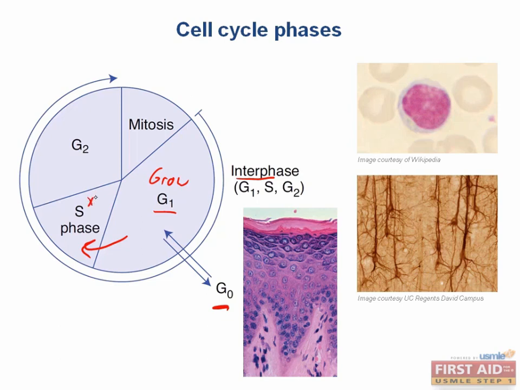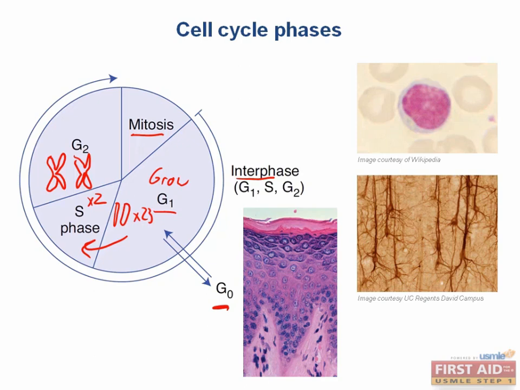S stands for synthesis, and this is when DNA duplication occurs. Therefore, cells in G2 have twice as much DNA as cells in G1. In both cases, they have 46 chromosomes, which is 23 pairs of homologous chromosomes. But in G2 phase, each chromosome is made of two sister chromatids, whereas in G1, each chromosome only has one chromatid. Mitosis is the shortest phase of the cell cycle and includes prophase, metaphase, anaphase, and telophase.